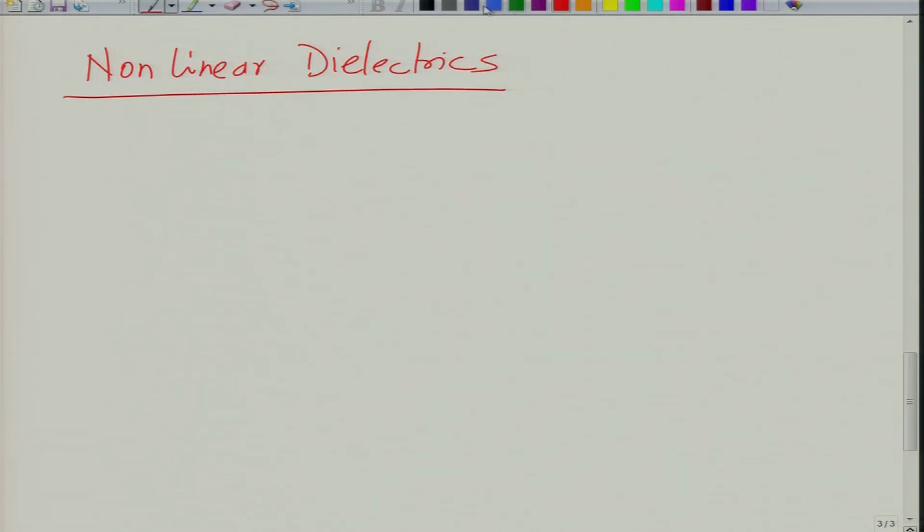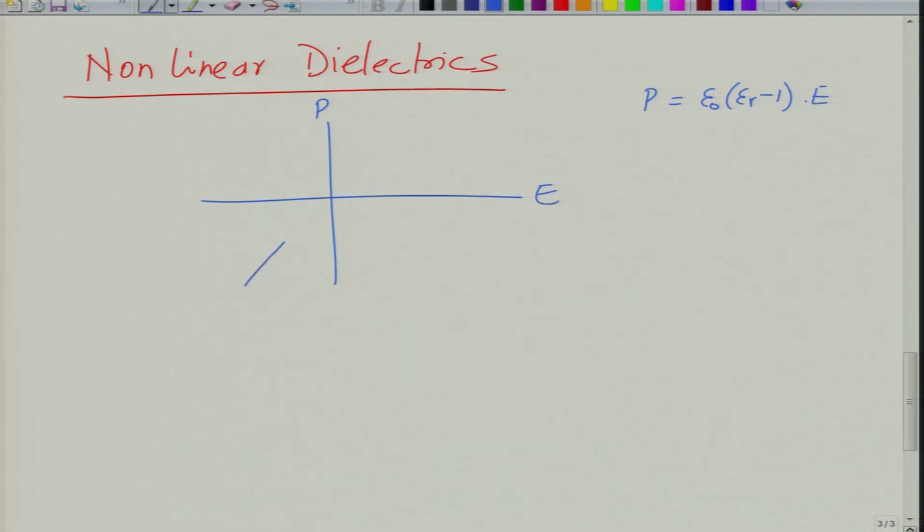By nonlinear dielectrics, what we mean is that when you apply an electric field, let us say, polarization. So, we saw in the case of a linear dielectric that P is equal to epsilon naught into epsilon r minus 1 into E. So basically this polarization increases as a function of electric field linearly. When the field is 0, the polarization is 0. As a result you have a linear variation of polarization. This is what a linear dielectric is.